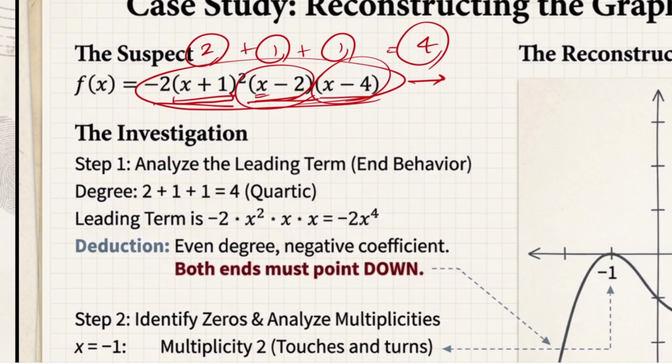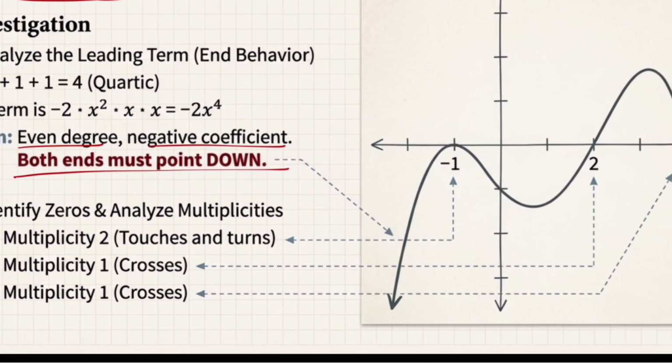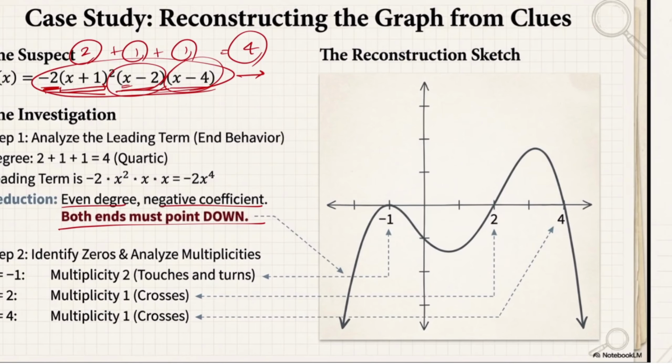So I know for a fact that if I do all of the multiplication, the biggest x over here is going to be x to the power 4. What is the leading coefficient? The leading coefficient is negative 2. So I do have an even degree and I do have a negative coefficient. It means that both ends must point down, and this is going to be something like this. So right now, at the beginning, I don't have any idea what is happening inside of that, right? I don't know what is going on, so I'm just considering it a black box, and I'm saying that both of these ends are going to be down.